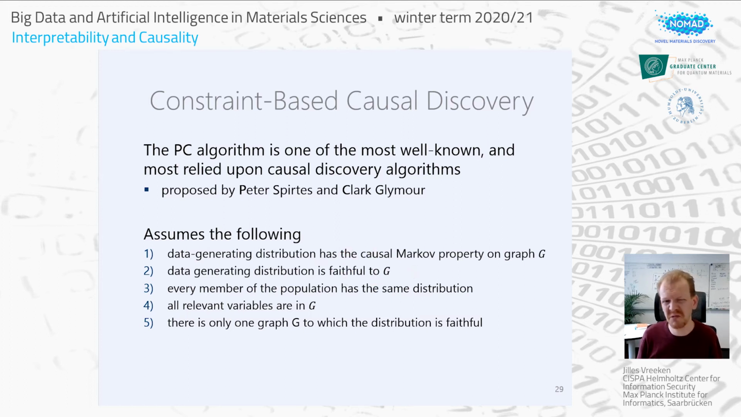What does that mean? Well, in a nutshell, it means that if there's no edge in the real graph, then we are not that unlucky that in the data we sampled, all of a sudden there is an edge, and the other way around. So that's the faithfulness. So basically, if we see a dependency, it can be explained, right? There's either a direct causal edge or it can be screened. That is the core idea here. Every member of the population has the same distribution. Let's forget about that. All relevant variables are in G.